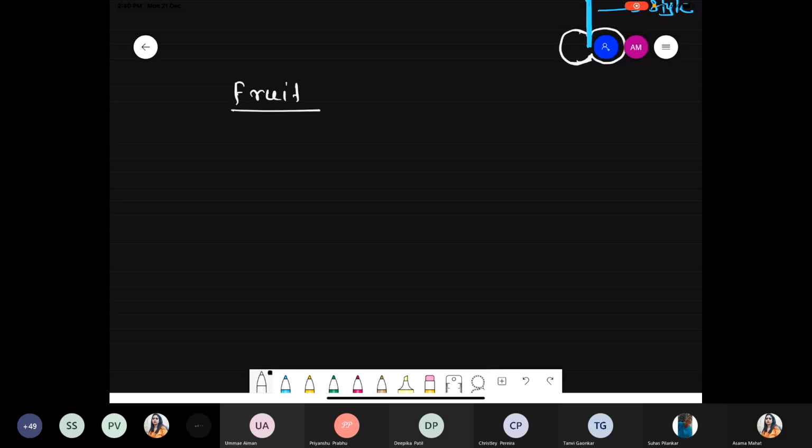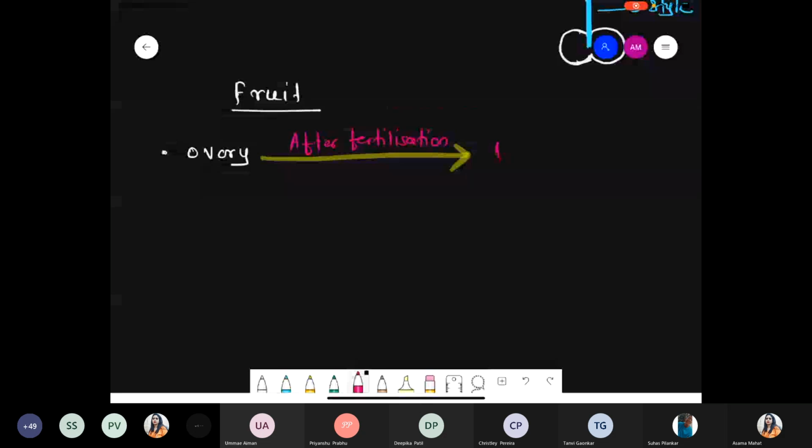Fruit. Suppose we are talking about the ovary. You know very well, the ovary is the part before fertilization, but after fertilization, that entire ovary is converted into fruit. Number one, the ovary after fertilization is converted into fruit.